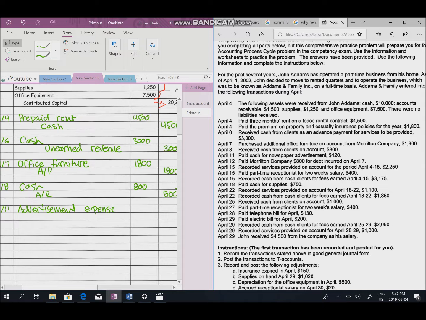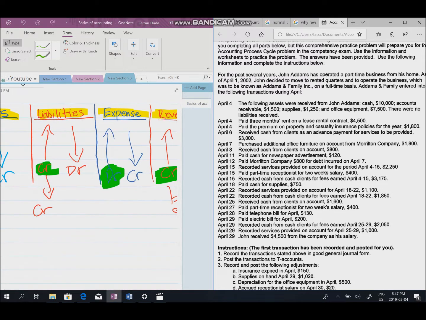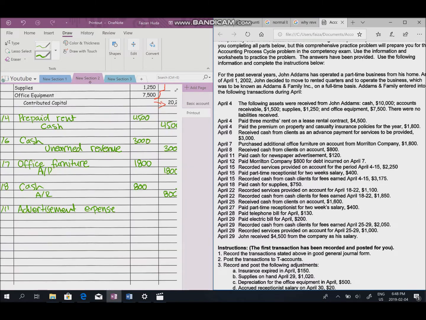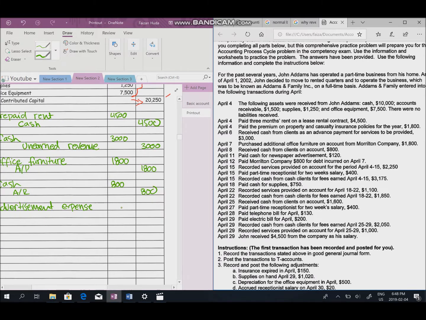And as I said before, at the beginning of the video or before even coming to journal entries, to increase our expense we debit it. That's why we will debit this amount. So advertisement expense would be debit, and it was, I believe, $120. So 120.